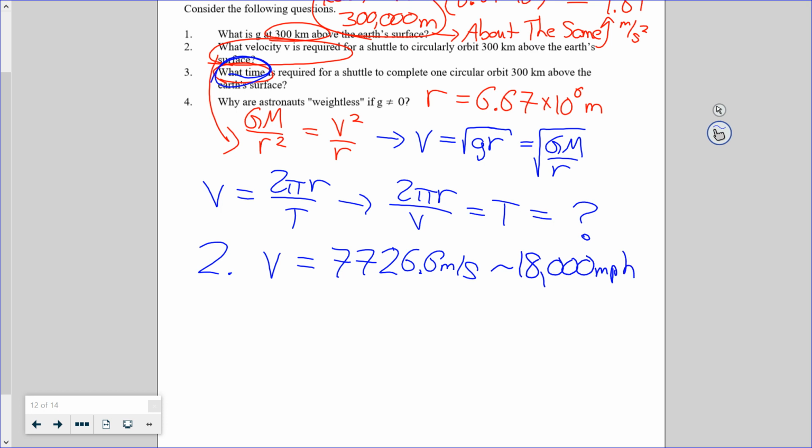And if you go around that orbit, the time is just 2 pi r divided by this v. And 2 pi r is really huge because r is millions of meters. You get this weird number of 5,424 seconds. But if you convert carefully, that's actually about 90 minutes.